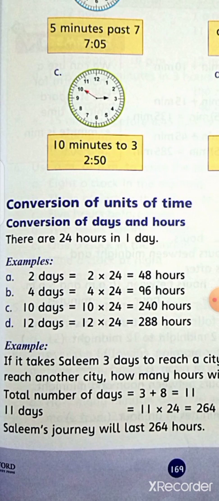D part, 12 days is equal to, you will multiply 12 by 24, is equal to 288 hours.